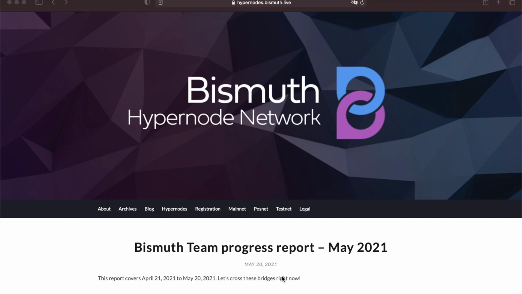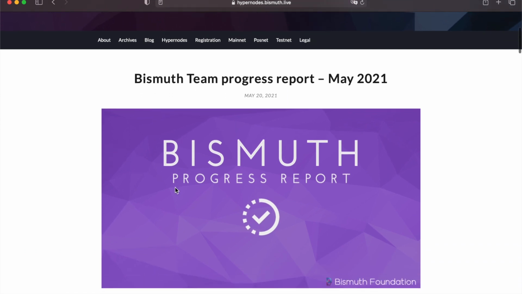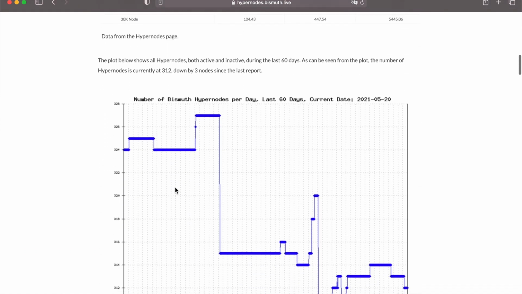Before I begin talking about the main chain and the hypernode statistics, let me remind you that you can go to the website, hypernodes.bismuth.life, and then you click on the Bismuth, first you click on block and then on Bismuth Team Progress Report, May 2021, and there you have all the information about this progress report. I urge you to read this blog post.